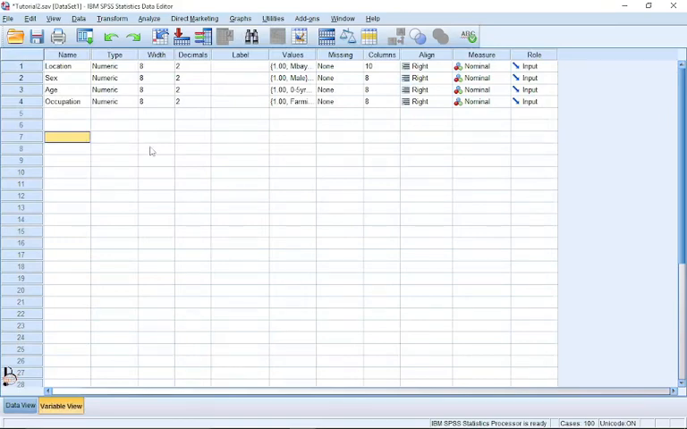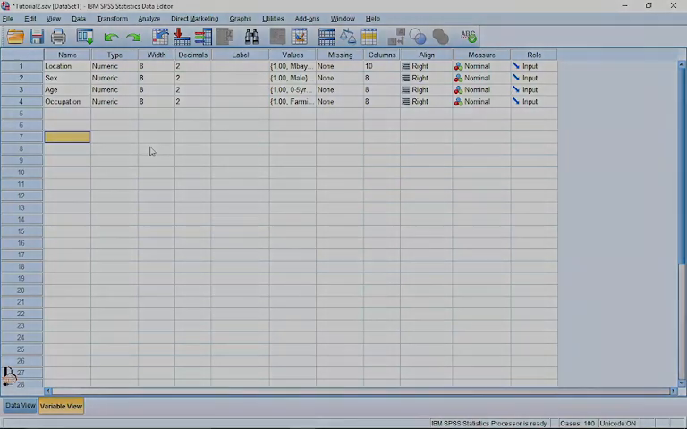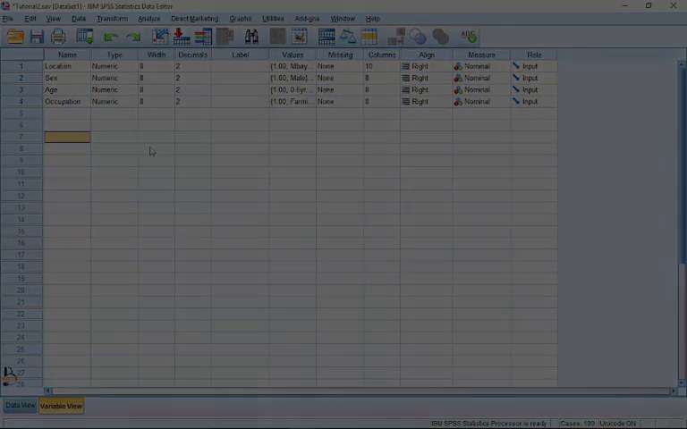We'll still be touching cross-tabulations when we're looking at our chi-square values. Thank you so much.